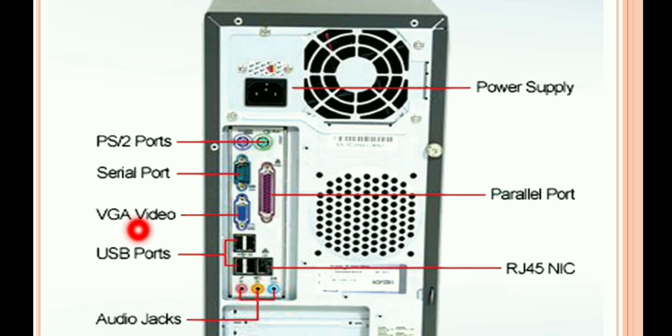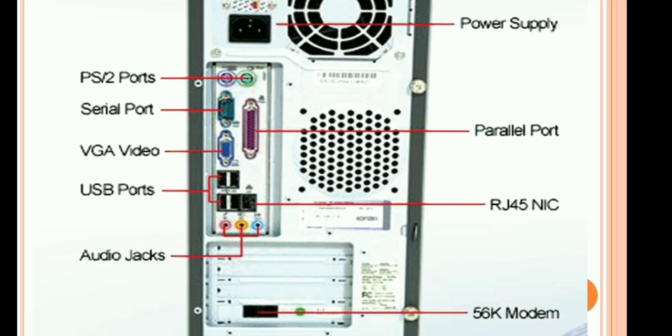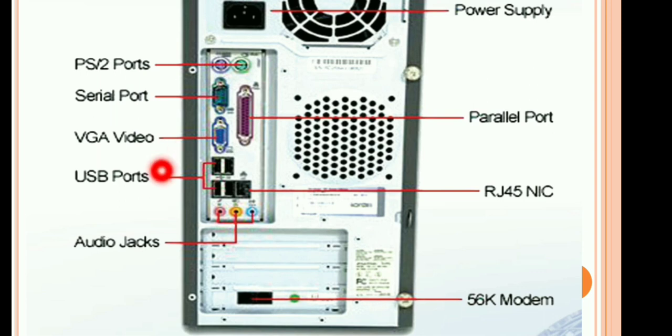Here you can see it is a VGA port. The VGA port is used to connect the monitor with the CPU. Basically it is a 15-pin port. Here in the picture you can see the USB ports. USB stands for Universal Serial Bus. We use this to connect devices such as mouse, modem, keyboard, printer etc.